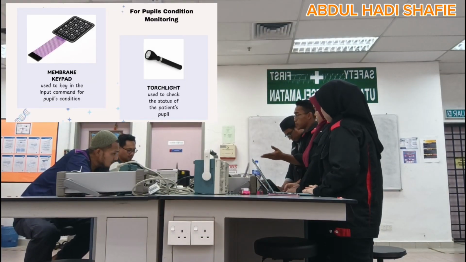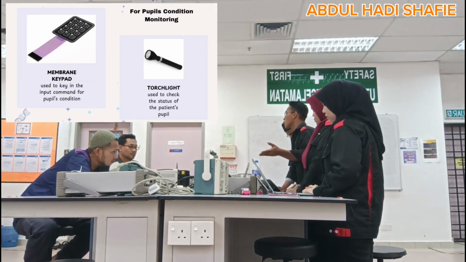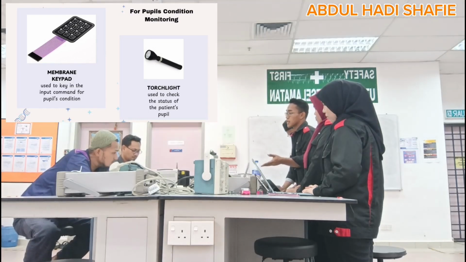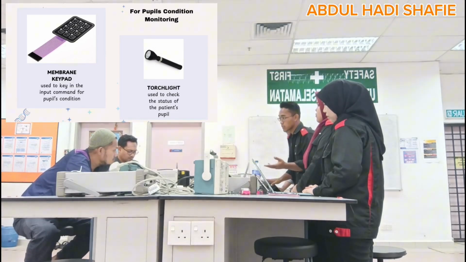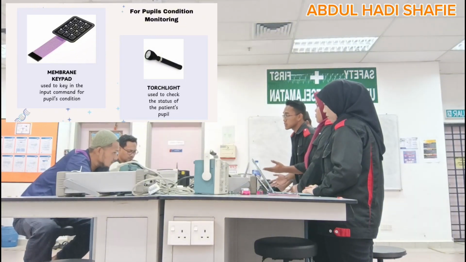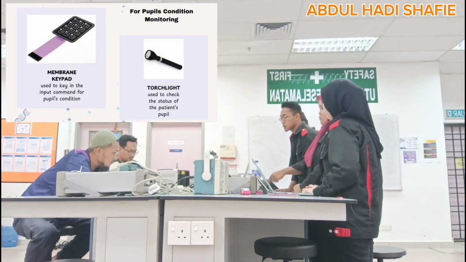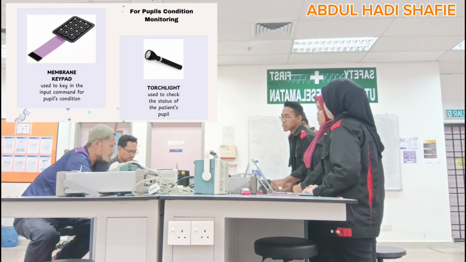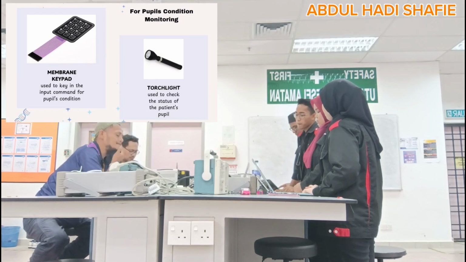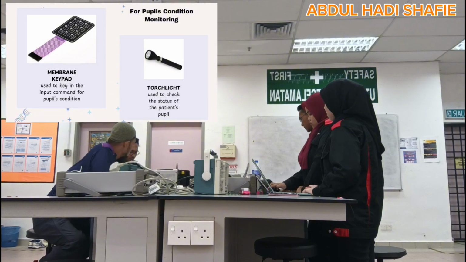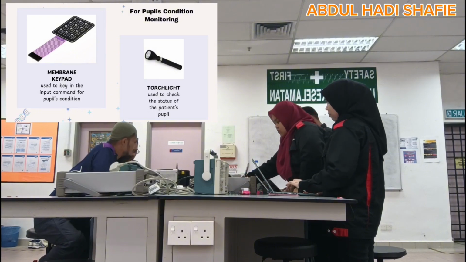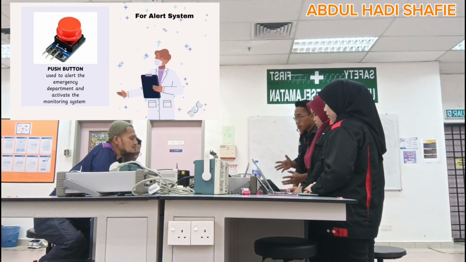Next, this is the membrane keypad. This is our primary input selector. If there's an option needed to be taken, such as the pupil is not dilated or the pupil is abnormal, you must input the key by using this component. And for the pupil assessment, we use the torchlight manually. This is the push button.